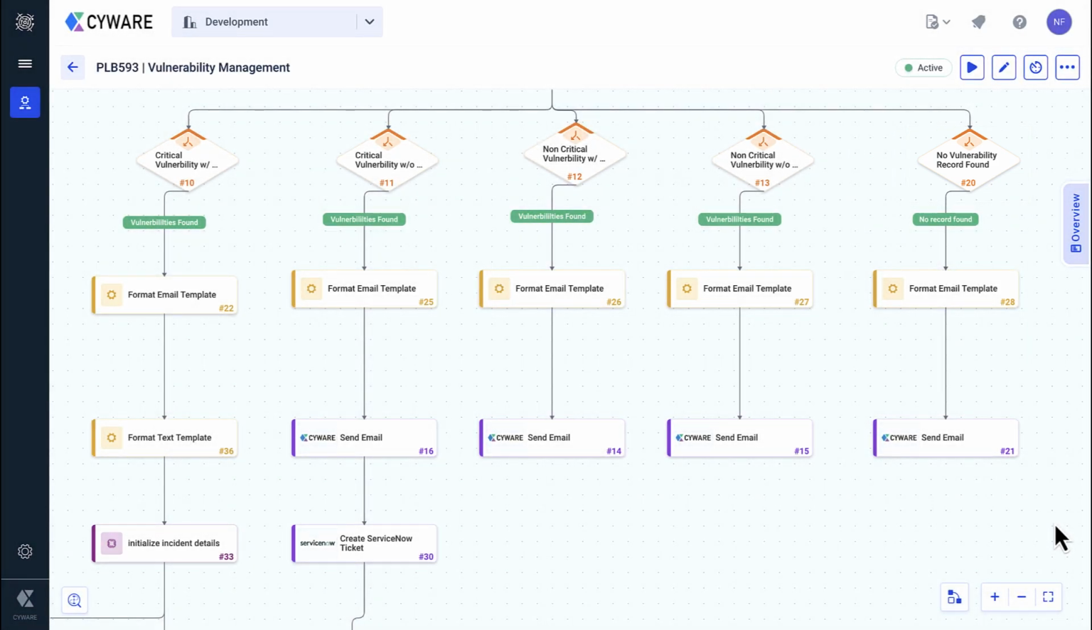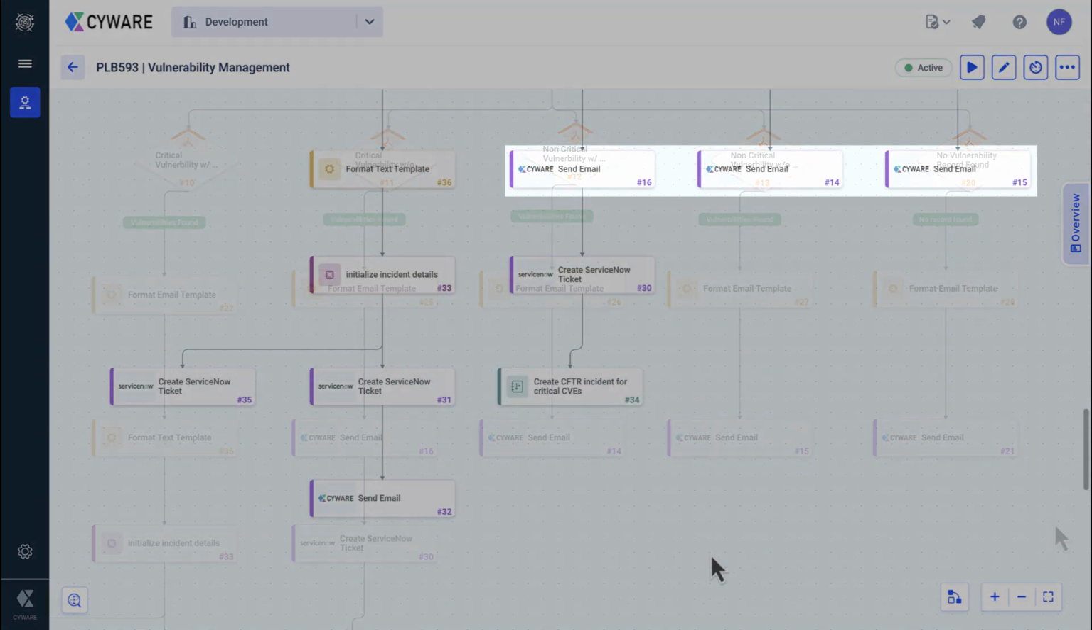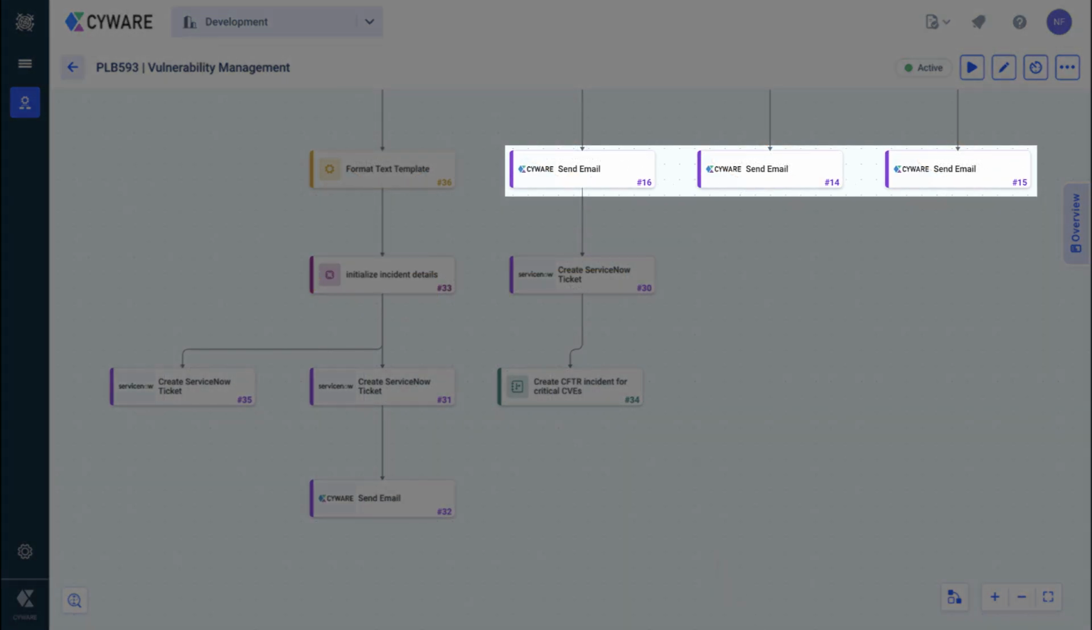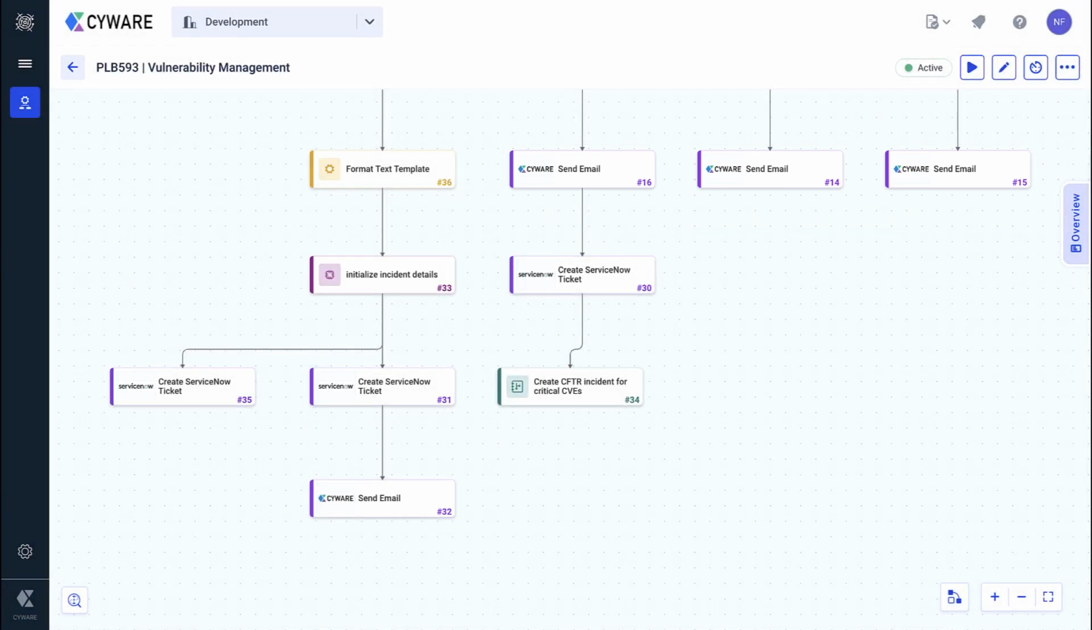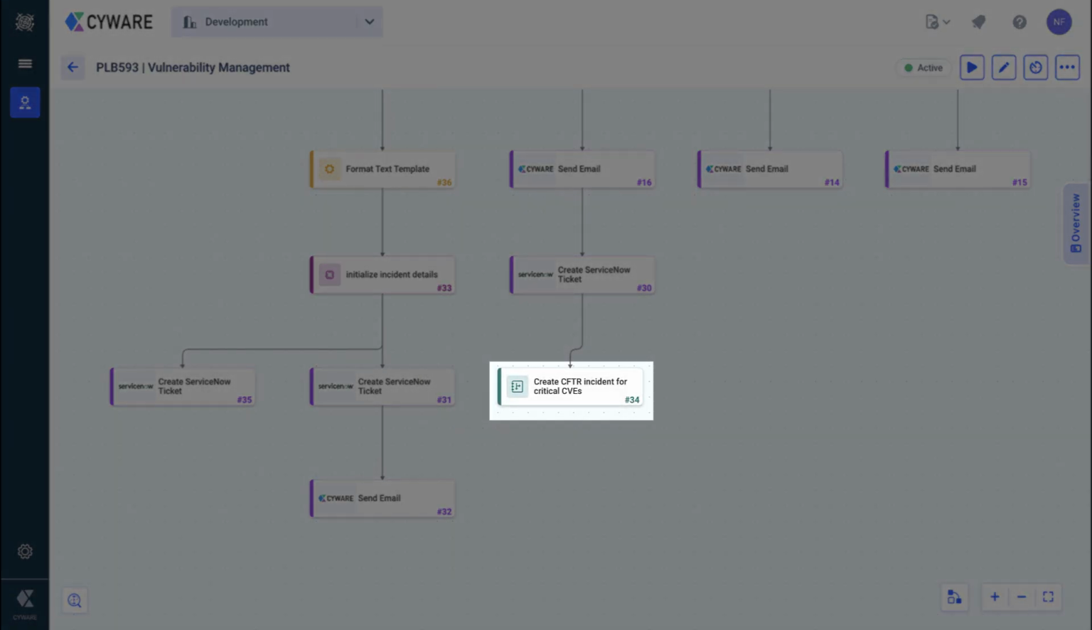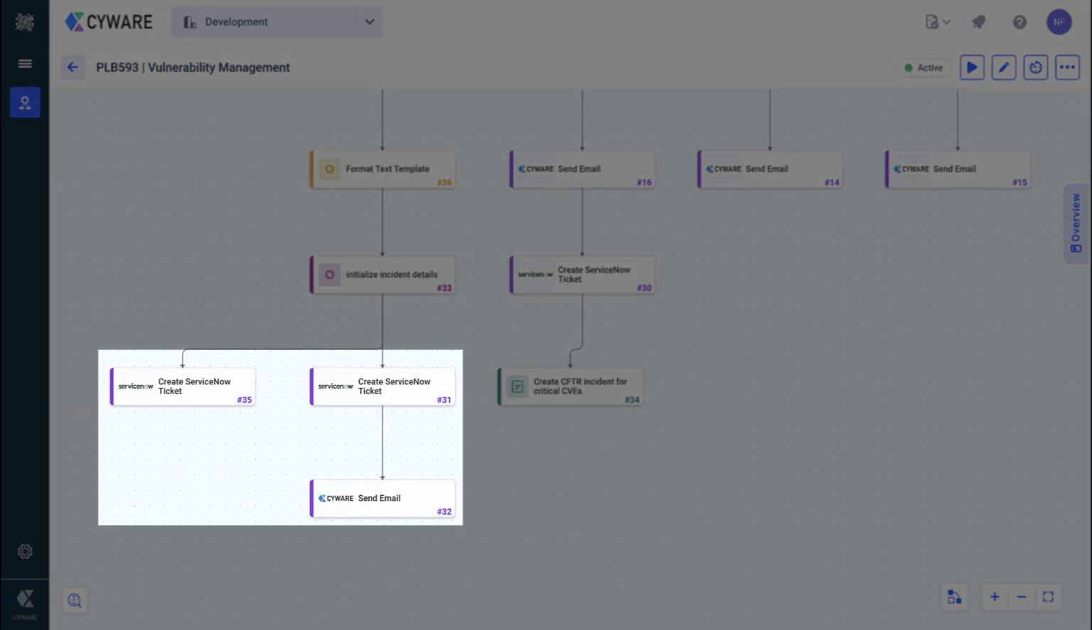Based on the risk and severity identified by the correlation of asset and vulnerability details, the playbook performs the following actions in real time. The playbook notifies the security teams about the vulnerabilities that do not impact any assets, and if no vulnerability records are found after correlation, the playbook sends a notification to the security teams. Next, it creates high-priority actions in Cyware Respond to rectify assets that are impacted by critical vulnerabilities and non-critical vulnerabilities. Additionally, the playbook notifies the security teams about the vulnerabilities and impacted assets.